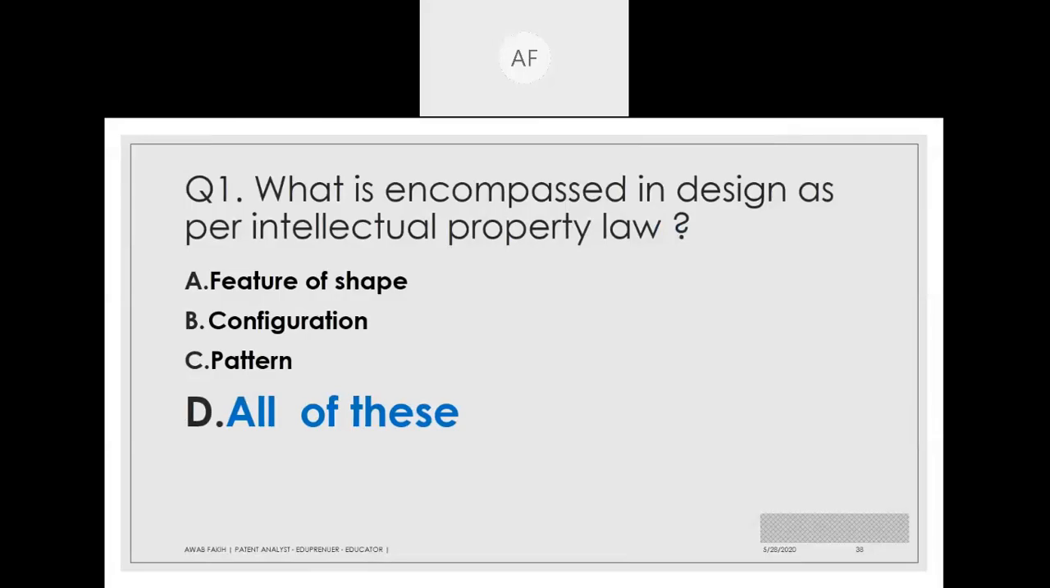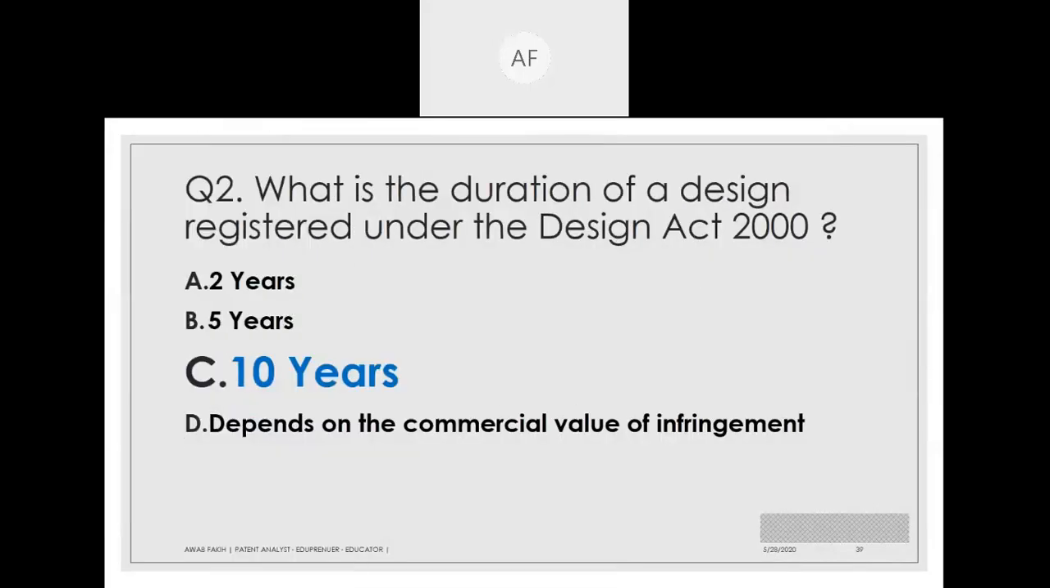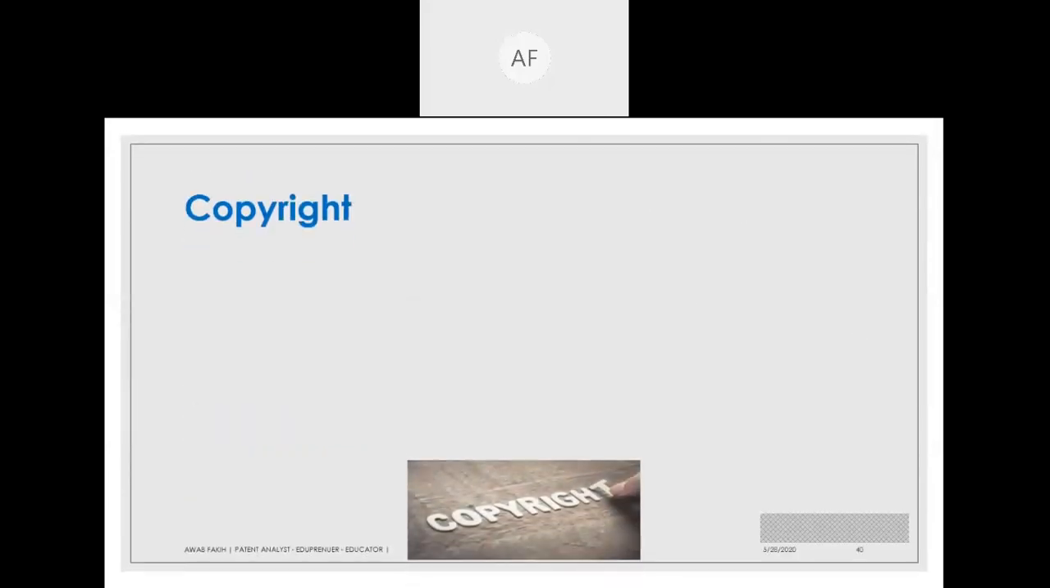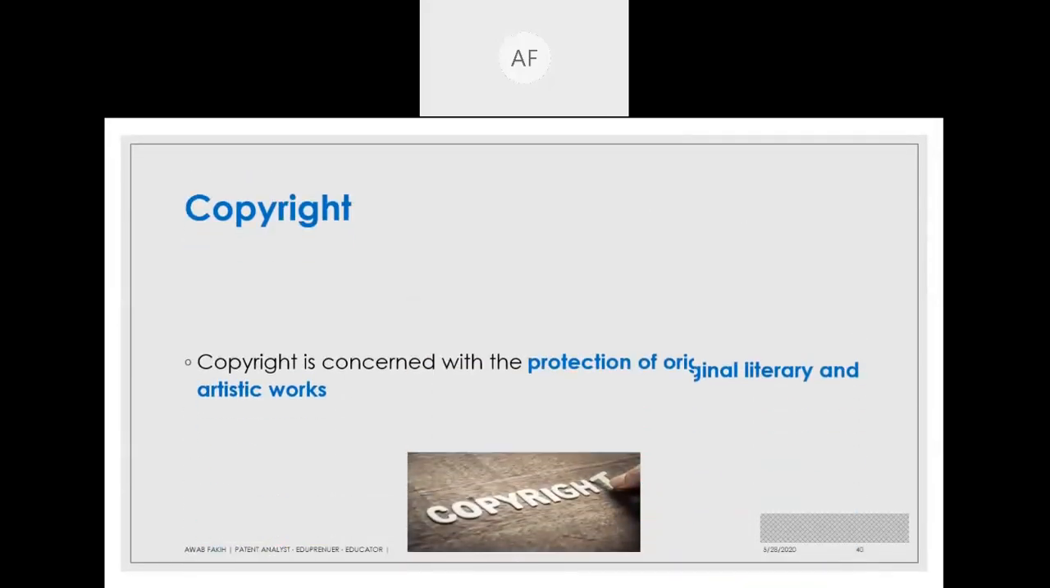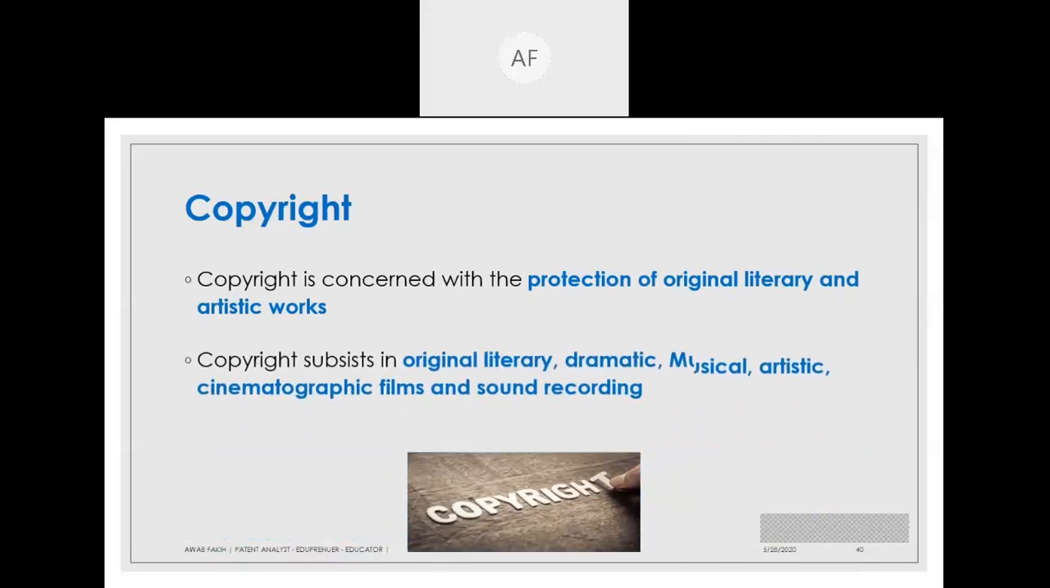Yes, it includes everything. Mr. Kumar, no, it doesn't include only the pattern, the feature, configuration, everything which you see by your naked eye, right? Everything is included for it. And the second question, everyone went right for it. That is no doubt about it. The first question was a little trickier.